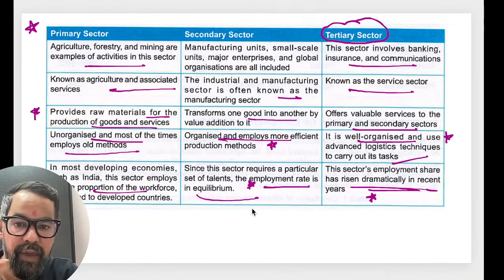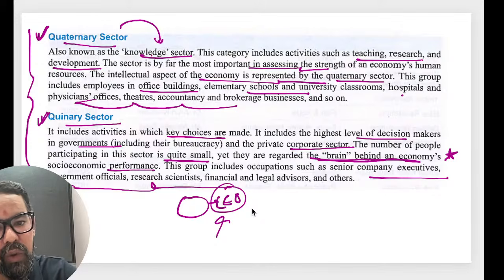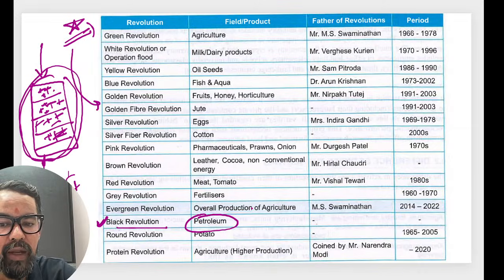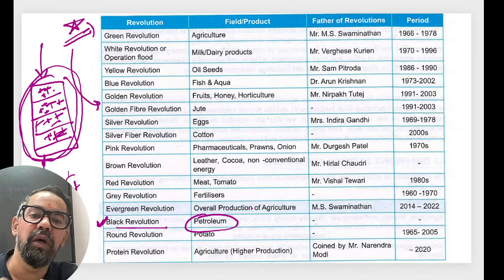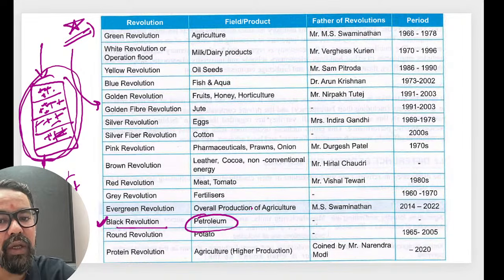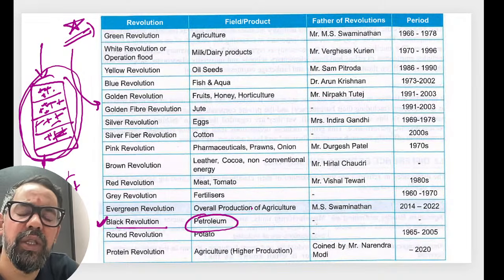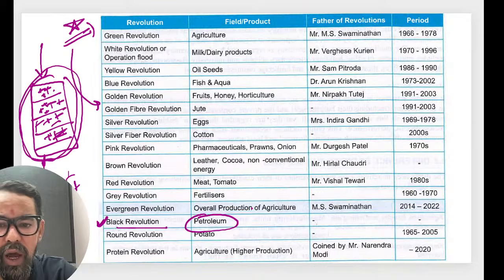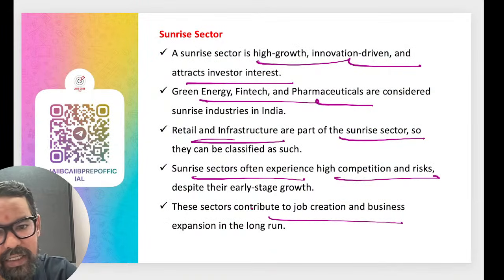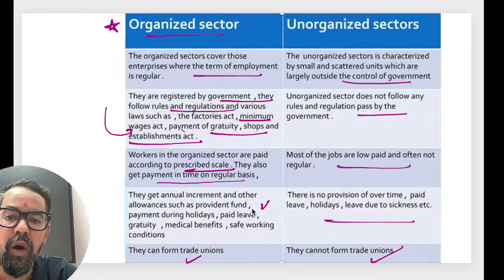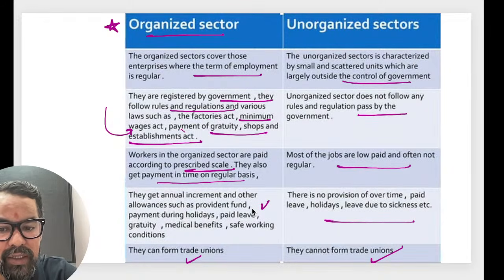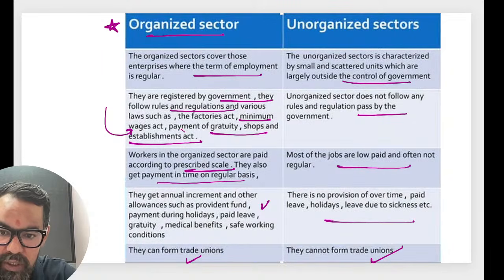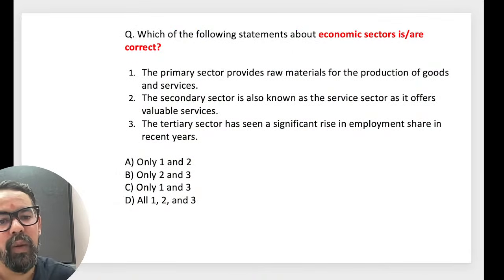So I have kept notes here also, so you can go through these and that will help you to revise. The revolutions part is also there. Every time they ask one question for half marks or 1 mark based on these revolutions in the Indian economy. So again you have to take care around these things. The sunrise sector is very, very important. Organized and unorganized also get asked many times. So you have to be careful around this particular one also. So please do revise these particular things. They'll help you out. Next one.